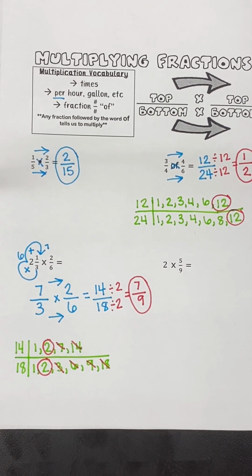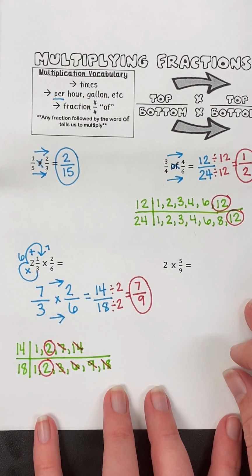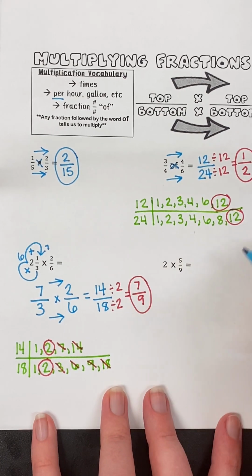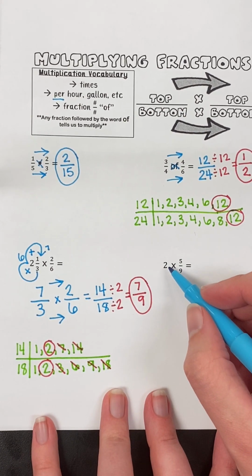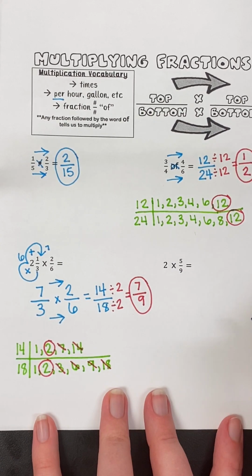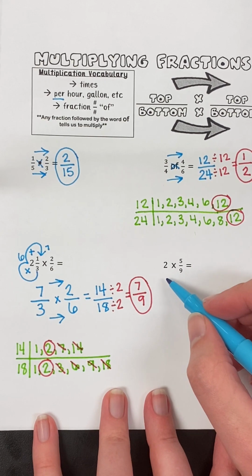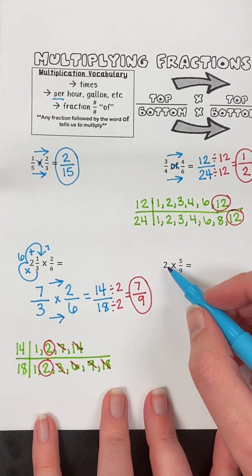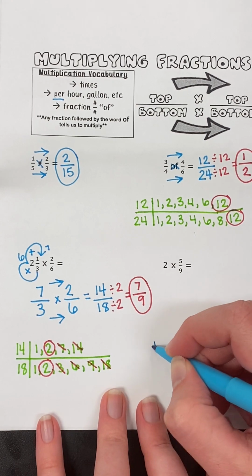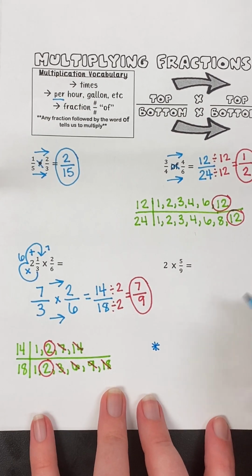All right, our last problem is 2 times 5 over 9. 2 is not a fraction, it's a whole number. So we need to turn this into a fraction because we need to do top times top, bottom times bottom. 2 doesn't have a bottom, but it's a whole number. And we have a trick, something to remember.